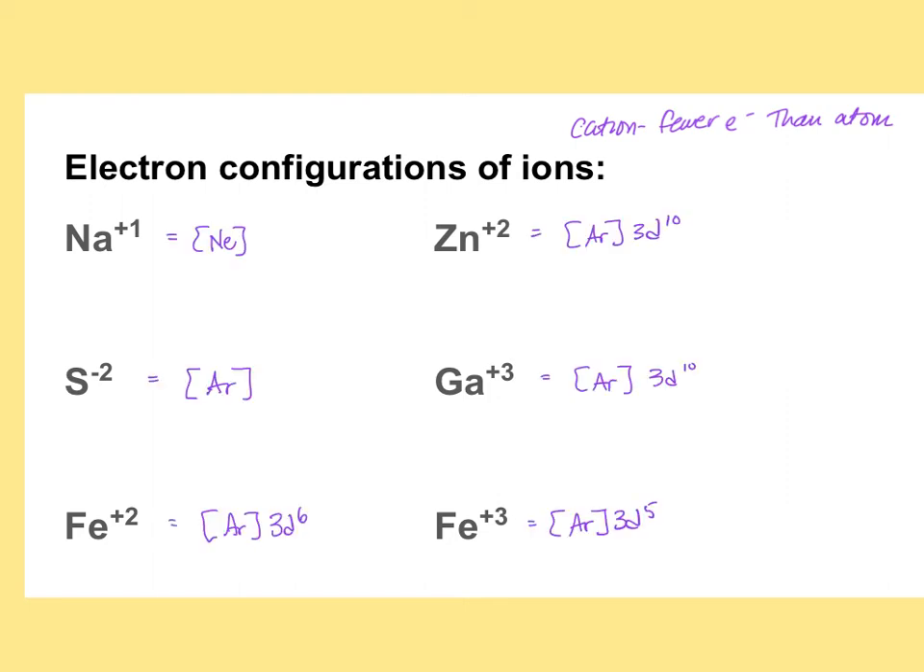So let's see how your work compares with mine. We're probably in pretty good shape on the Na+1 and the sulfide. Things get a little trickier with the rest because actually all of these, I'll put it in a different color, had an existing 4s2 that was the first pair of electrons to be removed. So zinc would have had 4s2 if it were not an ion. Those are the electrons that are removed. Gallium would have had a 4s2 and a 4p1. Those are both gone.